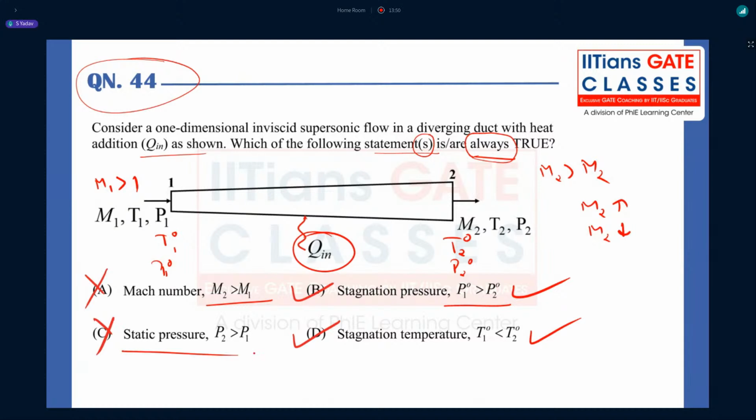Similarly, static pressure. As per the CD nozzle, static pressure will drop, but as per the Rayleigh flow, static pressure will increase. So again, option C is sometimes true, sometimes false. So we should always cross the C also. So finally, for question number 44, I guess B and D should be chosen as the correct statements.